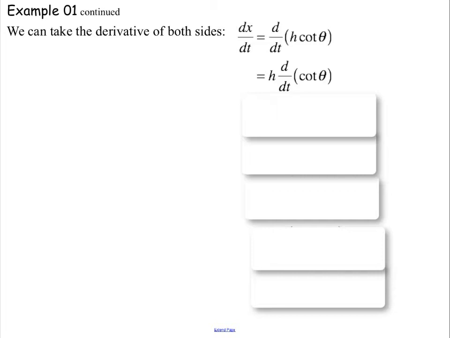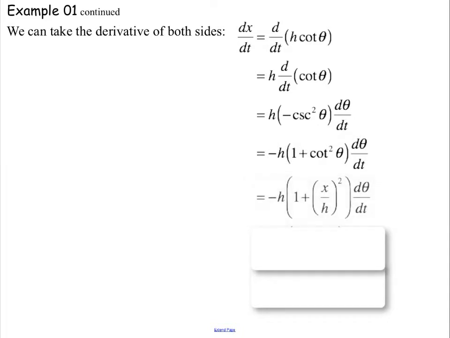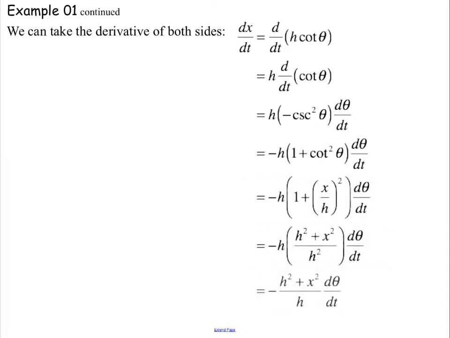The derivative of cotan theta with respect to theta is minus cosecant squared of theta. You could actually stop here and figure out the cosecant, but it also can be polished a little bit more by recalling the Pythagorean identity for cotan and cosecant. This allows us to eliminate theta entirely and get a relatively straightforward relation depending only on x and on h, of course.